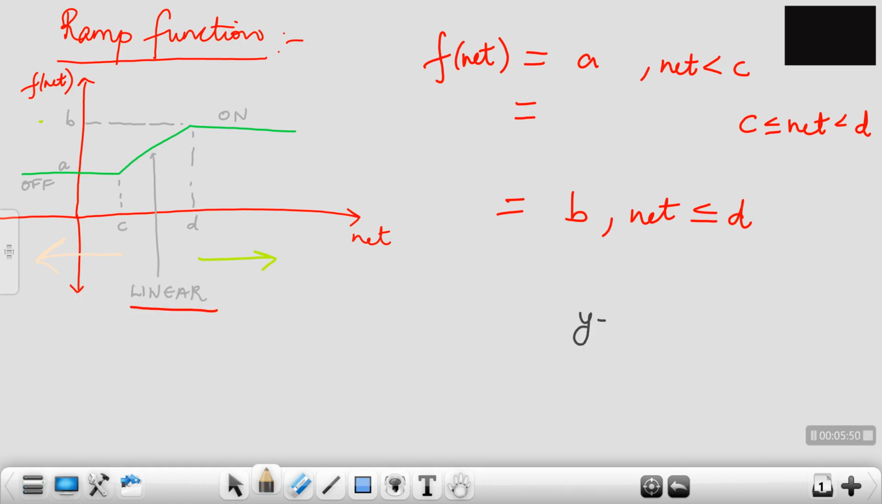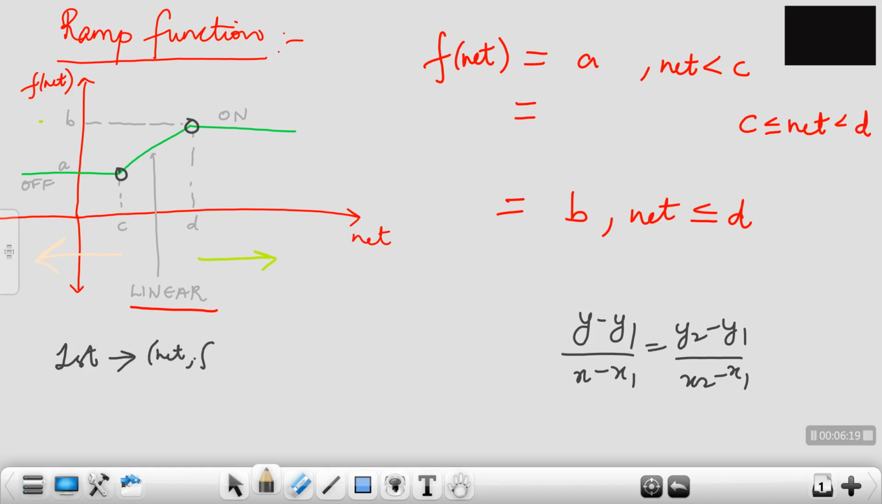Do you know? y minus y1 upon x minus x1 is equal to y2 minus y1 upon x2 minus x1. This is one particular form of the equation. This is a two-point form where the 2 points are y2 and y1. So the first point is here and the second point is here. So what is the first point? First point is nothing but x and y, but here it will be net and f net.